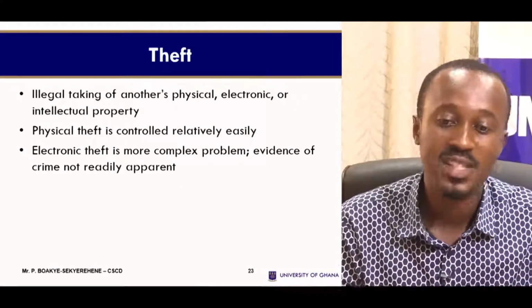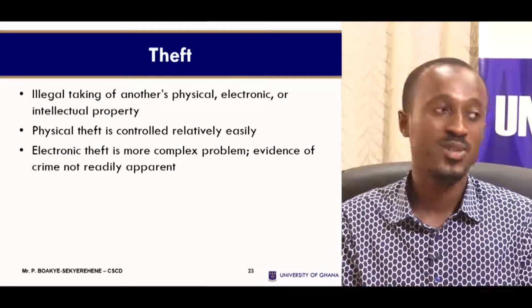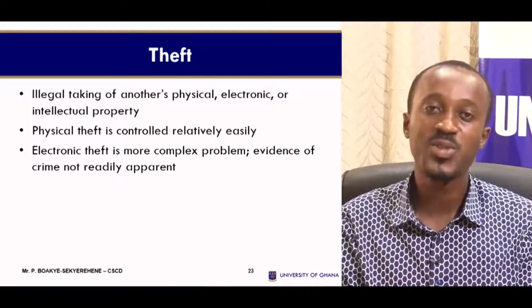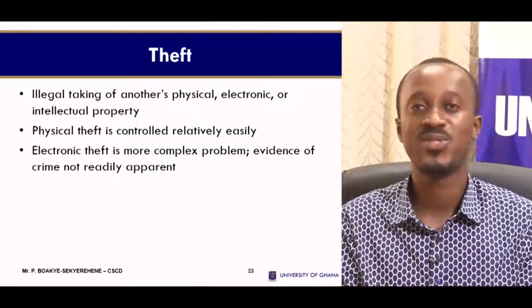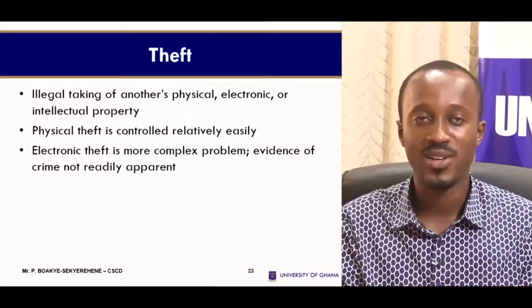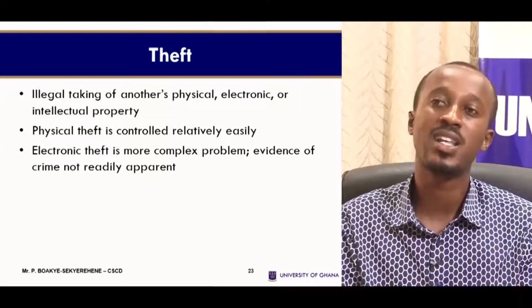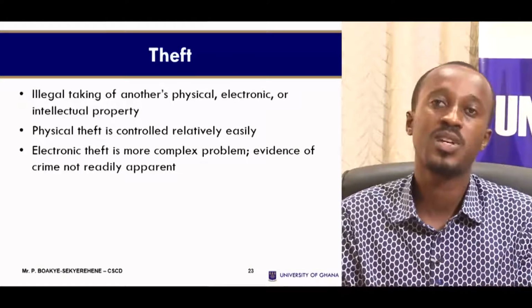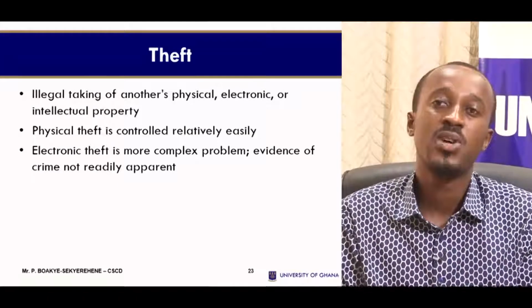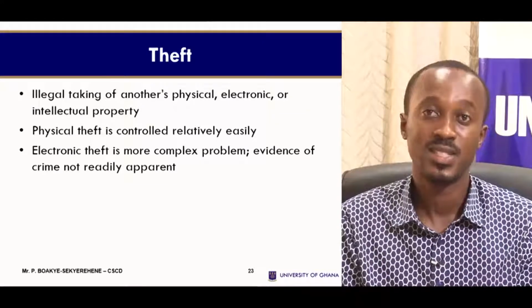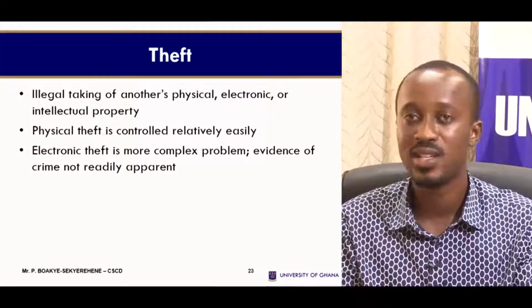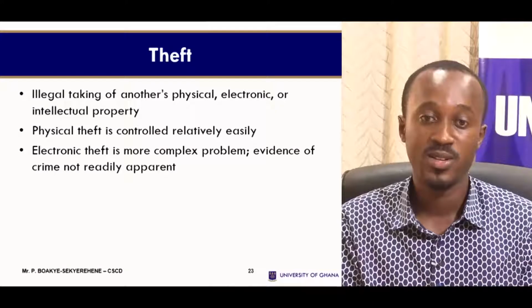And physical theft is easy to control, but when it comes to electronic theft, it's more complex, because how do you even show evidence of the crime that you are talking about? How do you tell other people that I got access to your credit card number? How do you tell people that I have access to your ATM card PIN? It's a very difficult thing to do. So if it has to do with a physical asset like a PC, it's easy to control, but it's very difficult if it's electronic.